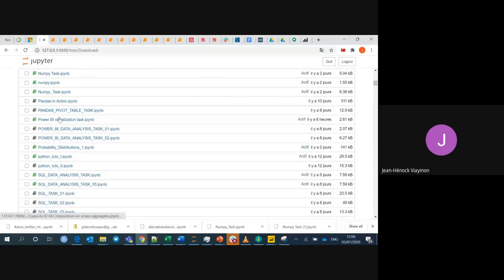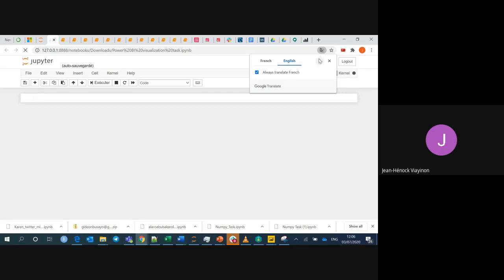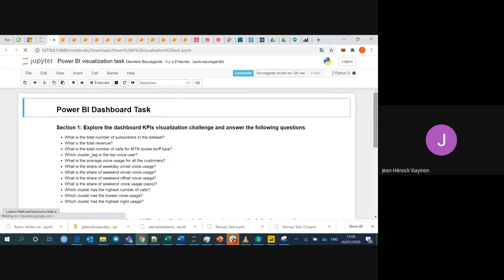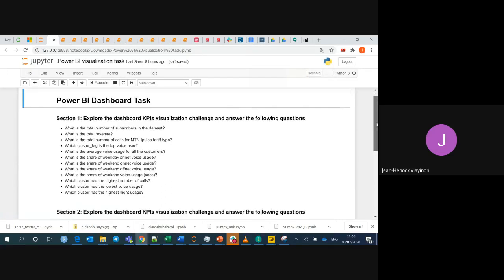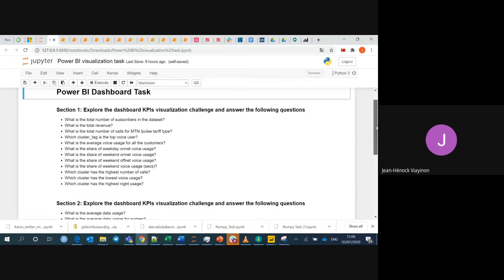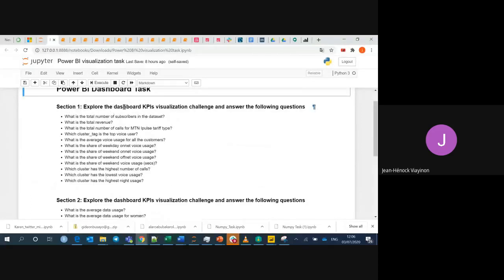Power BI visualization task. So you have this one, I think, in your today folder. Just check. I think you have it. Yes. So I'm going to open that. So you can see now the Power BI dashboard task. There are 3 sessions, 1, 2, and 3. I just ask some questions: explore the dashboard KPI visualization challenge and answer the following questions. What is the total number of subscribers in the data set?